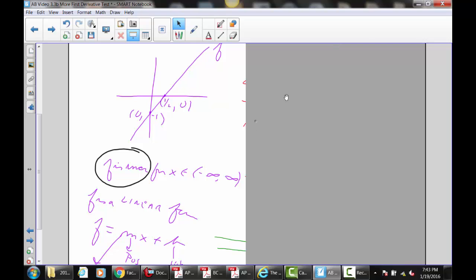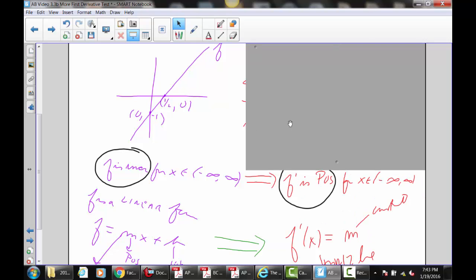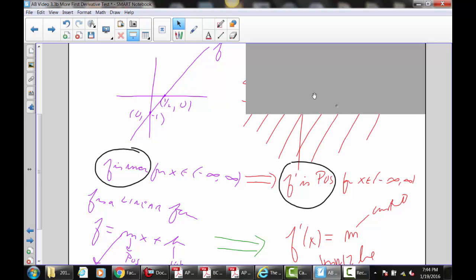The implication of that is that f prime is therefore positive the whole time. If f is increasing on this interval, then f prime is positive on that interval. So we now know that our graph of f prime is totally contained above the x-axis, there's nothing down here. All our f prime values are positive.